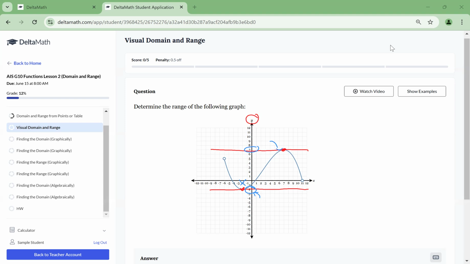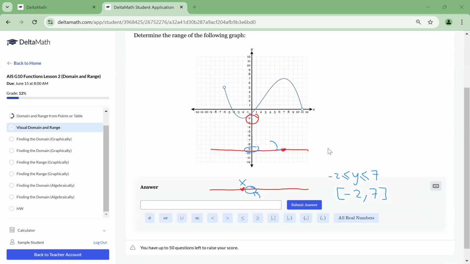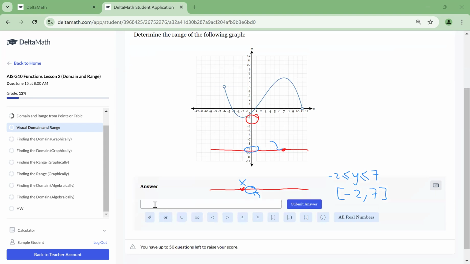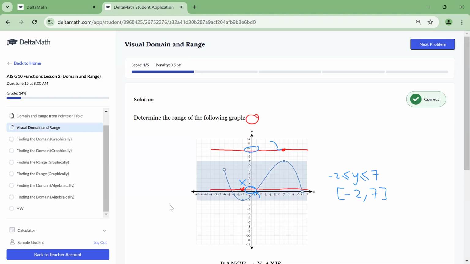We can either write it as -2 less than or equal to y less than or equal to 7, or [-2, 7] using square brackets to denote closed points. So both of these formats work. Let's just use the second one here, for example. So [-2, 7] should work as a correct answer.